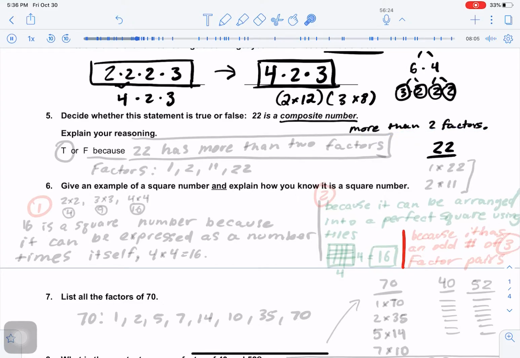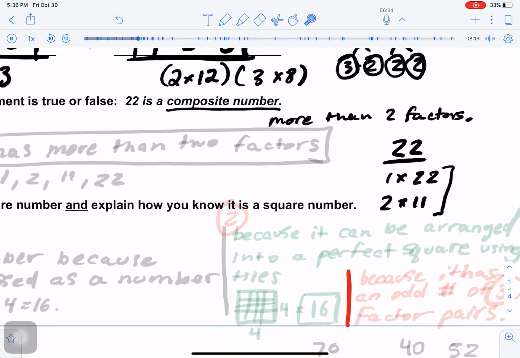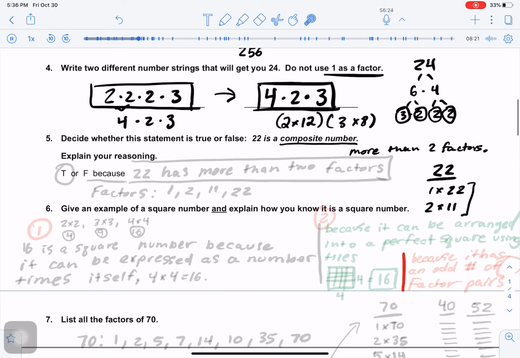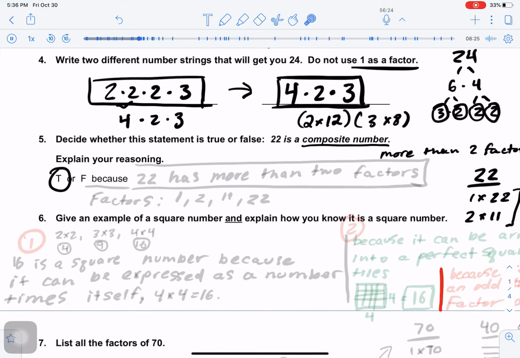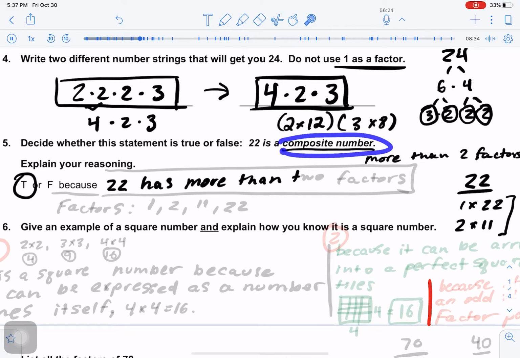So I know that I can do 1 times 22. I know that this is divisible by 2, and I can do 2 times 11. And just with this information alone, I know that this will not be a prime number. So I will say, yes, this is true. And this is true because 22 has more than 2 factors.